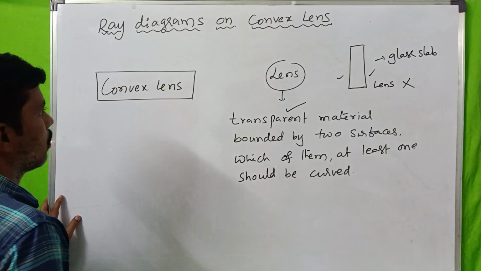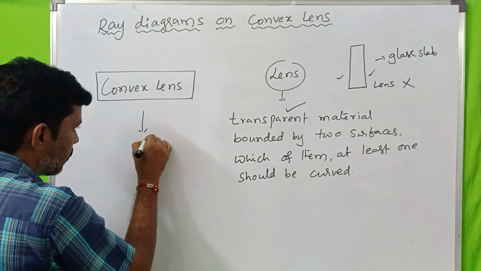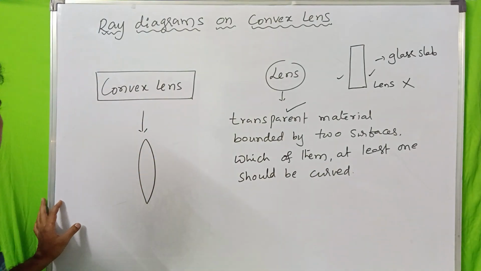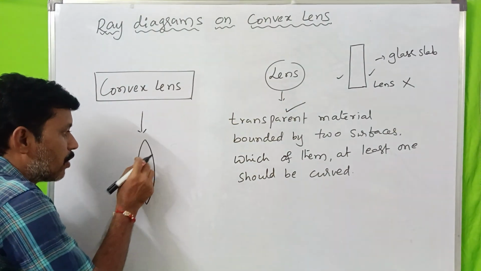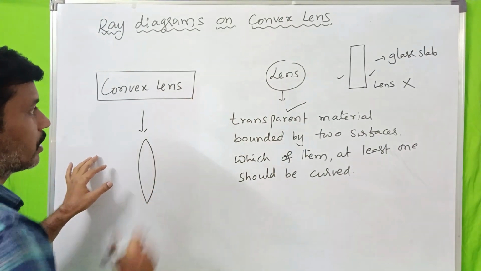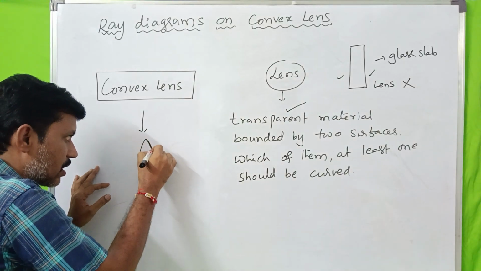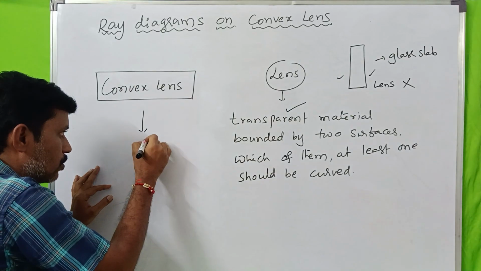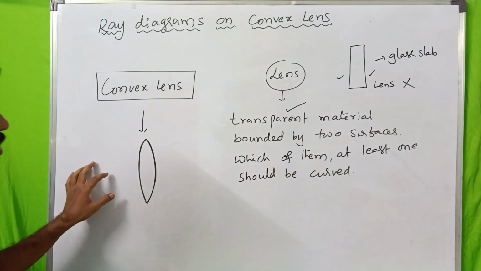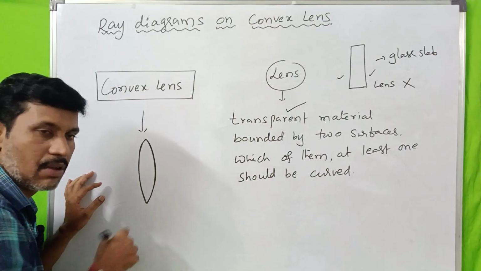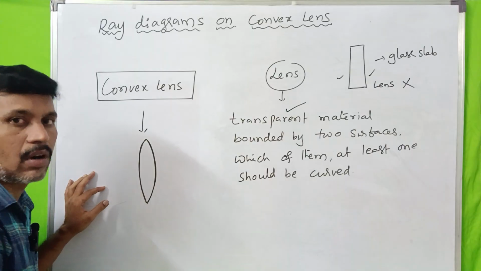Now we are discussing the convex lens. The diagram of a convex lens is like this. This is the convex lens, a clear transparent material bounded by two surfaces. These two surfaces are curved and bulging outwards. Such a type of lens is called a convex lens.